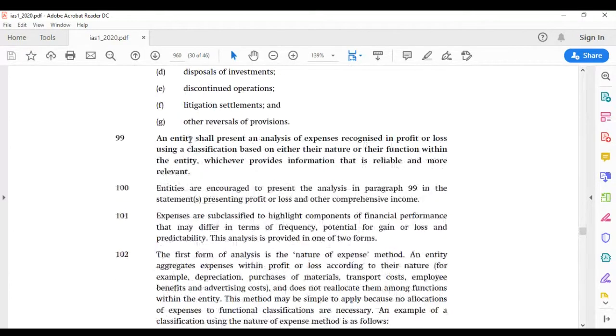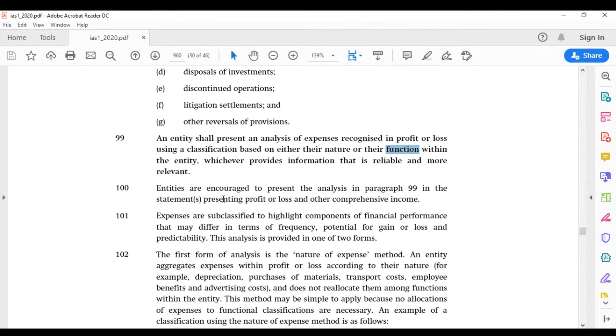There we go. Paragraph 99, they say an entity shall present an analysis of expenses recognized in profit or loss under a classification based on either their nature or their function within the entity, which provides information that is reliable and more relevant. So it means we can either use the nature method, but that is only appropriate in smaller enterprises, or the function method that is more appropriate for larger entities.